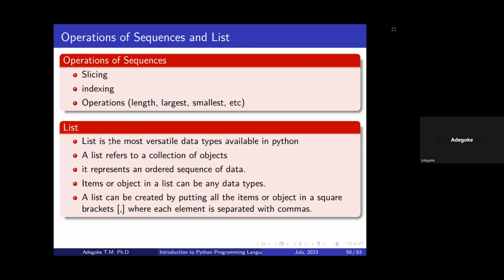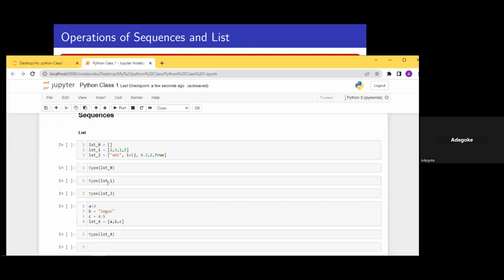A list contains a collection of objects. When we talk about objects, it can be a list of fruits, a list of names of people, or a list of countries. To define a list, we use square brackets like this. Once you use square brackets, you are telling Python that you want to create a list. So this first one is an empty list.